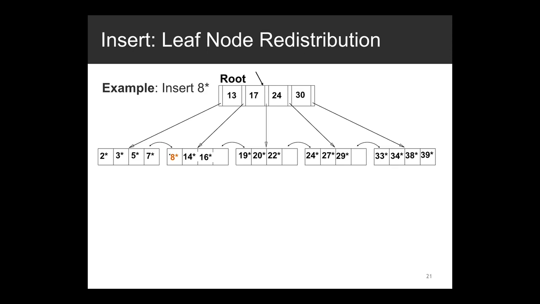Okay? But then there is an issue. What is the issue? The parent. 13. Yes, the parent becomes inconsistent. The rule says that you should only take the right pointer if your values are greater than or equal to 13. 8 is actually less than 13, so it's violating the B plus tree's conditions.